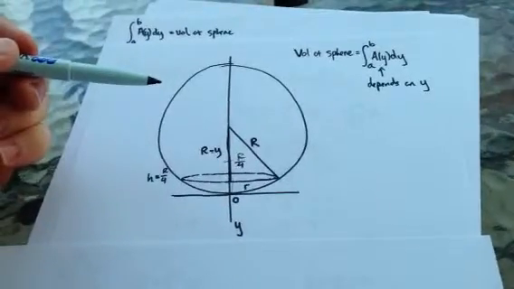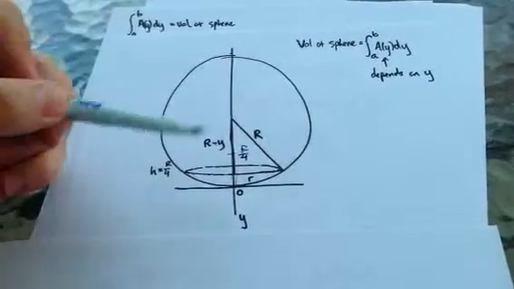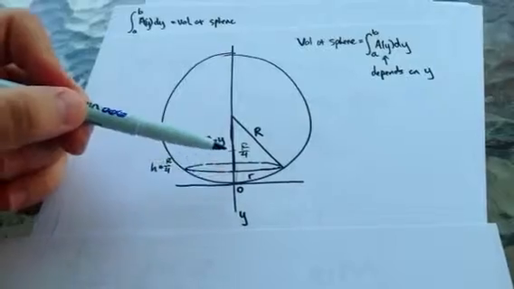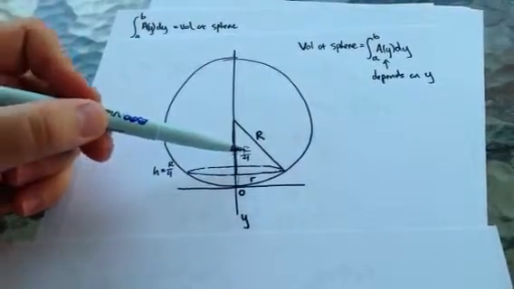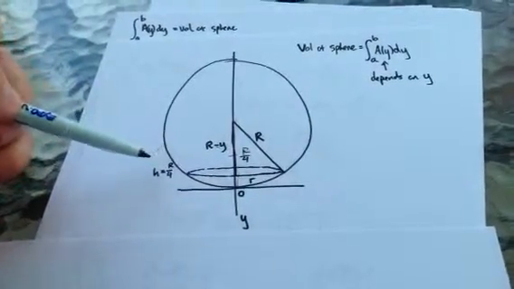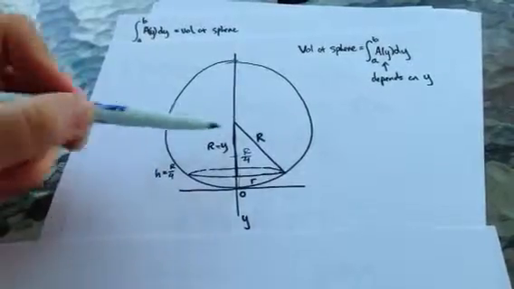Okay, so I'm working on the first problem. The first problem says we've got a sphere and we want to fill it up to a certain height. In our example, the height is r over 4, and the sphere has radius r.